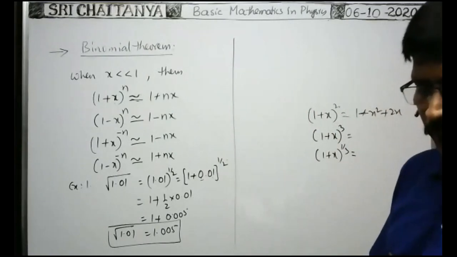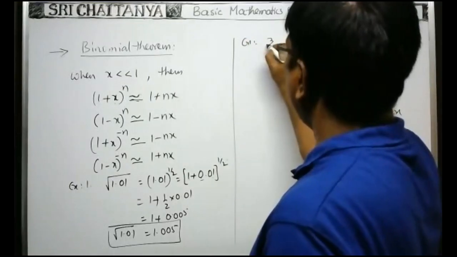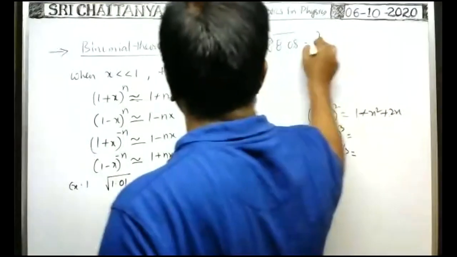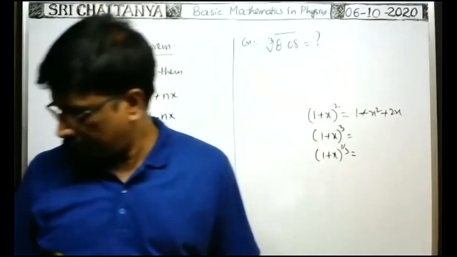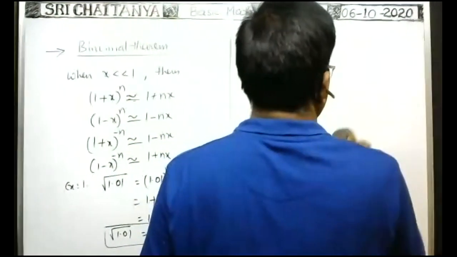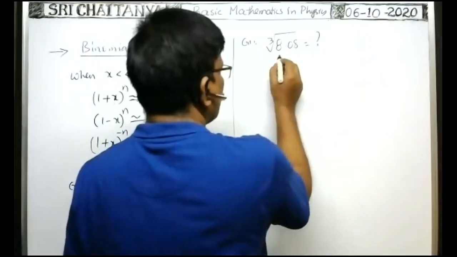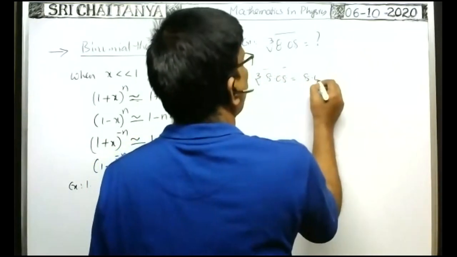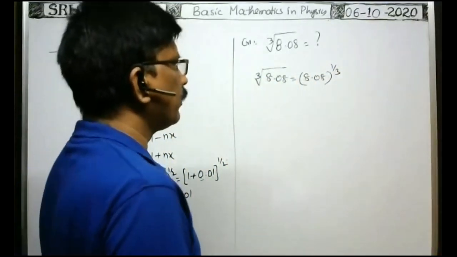Next, one more example I want to say. Example: cube root of 8.08. How can we find this value? You see, cube root of 8.08 can be written as 8.08 whole to the power of 1 by 3.